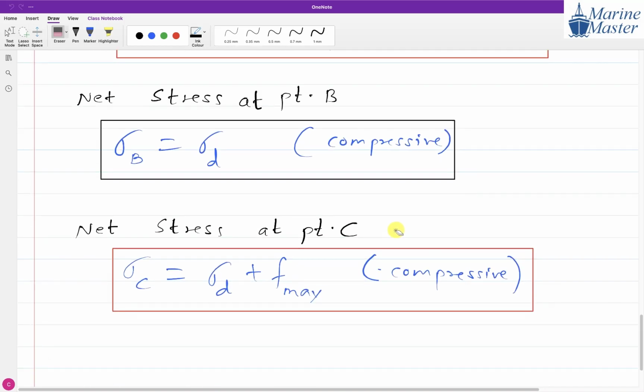So the net stress at point C will be sigma d plus F max, and the nature will be compressive overall. Everyone? Okay, what is your doubt?